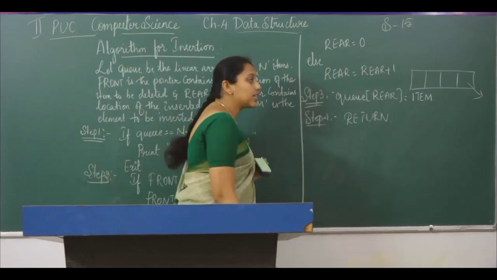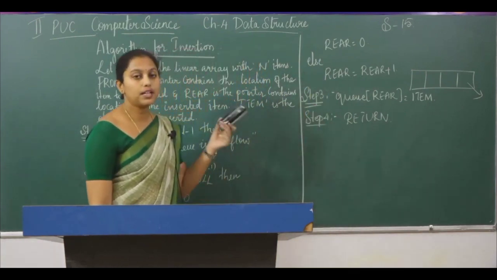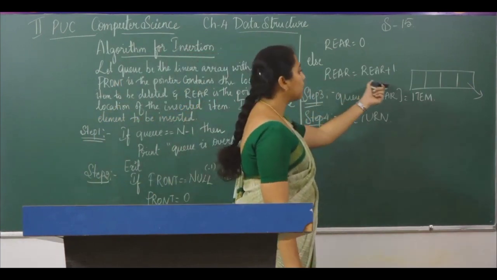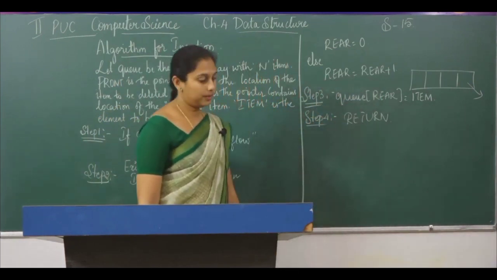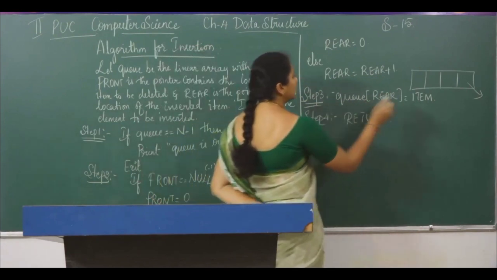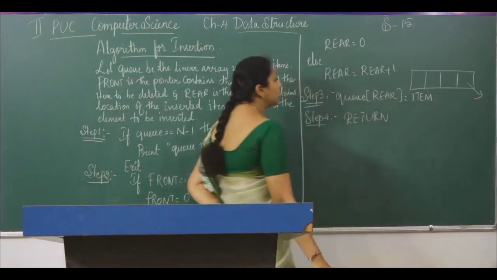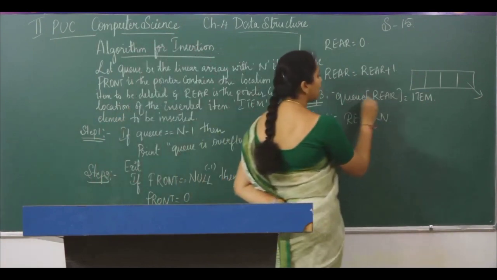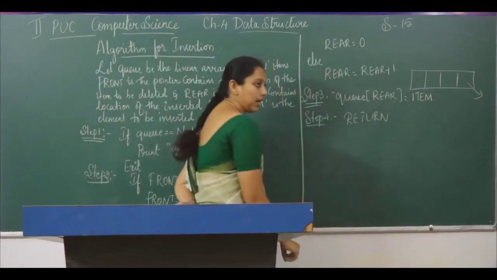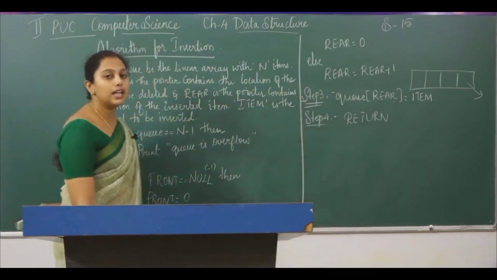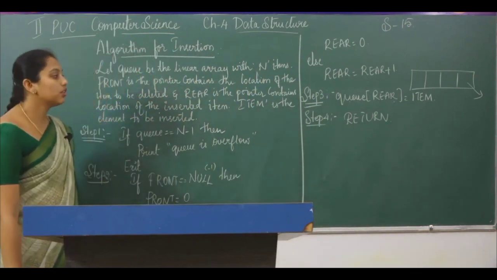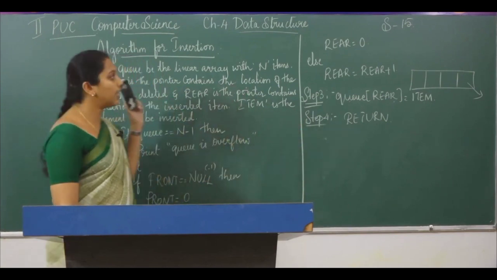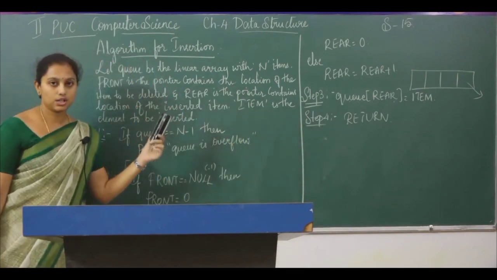Else, we can insert an item into the queue by incrementing the rear pointer, that is, rear is equal to rear plus 1. So at the end of the queue we are inserting the item, that is, q of rear is equal to item. So after inserting an item into the queue, we are returning from the queue. So this is the algorithm for insertion.